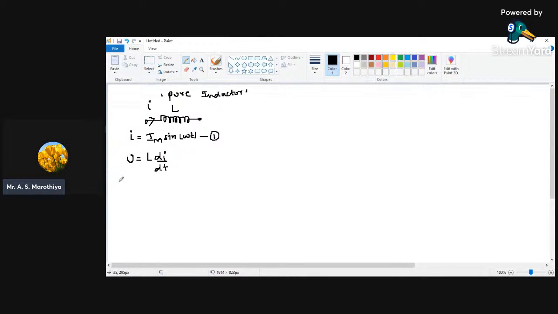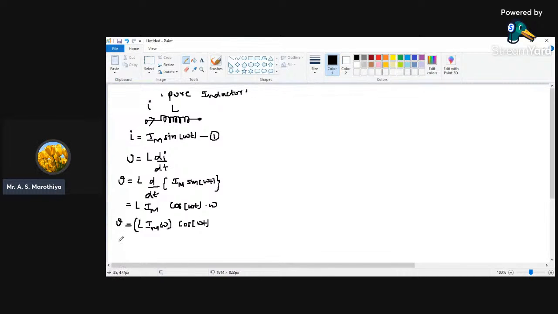Now our objective is to find the expression for this small v. So we need to put the value of I in this equation. So it is going to be L d by dt of I. I is Im into sine of omega t. This is very important. So I can write here L, and taking Im common, the derivative of sine is cos of omega t into omega. Or I can write here L into Im into omega, into cos of omega t.